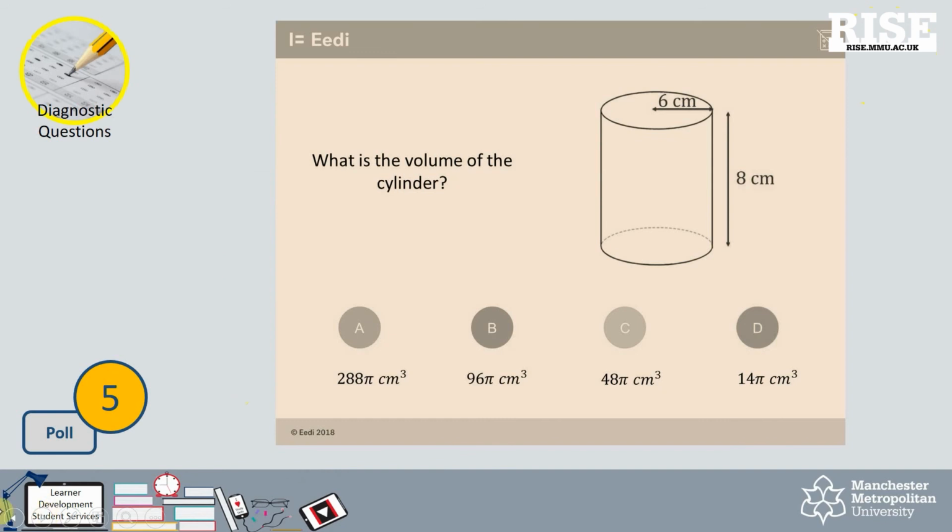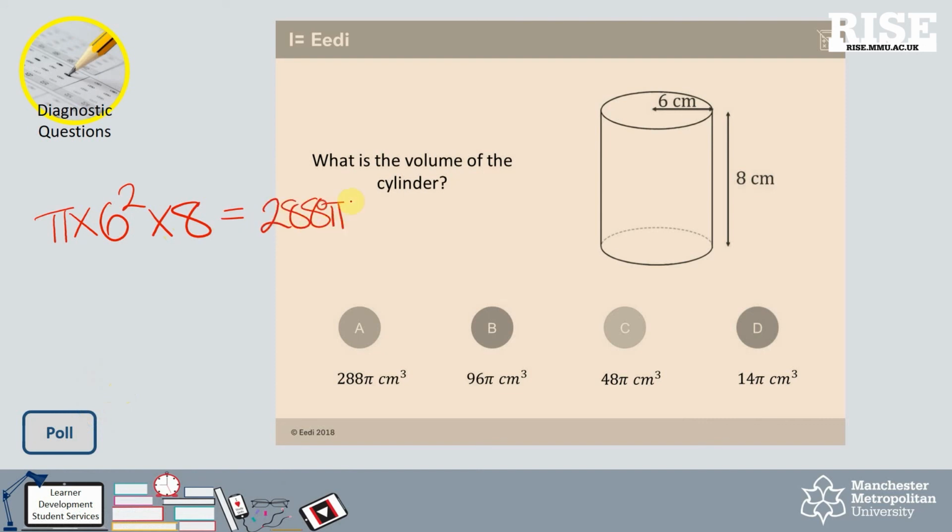Try this final question for yourself. Give your answer in terms of pi, but we'll also explore the answer as a decimal as well. Okay, let's start off. We're going to do pi times r squared to find the area, so that would be pi times 6 squared, and then times it by the height or the length of the cylinder. In this case, that's 8. When I do that then, the first answer it gives me is 288 pi. So I can see that A is the correct answer here.